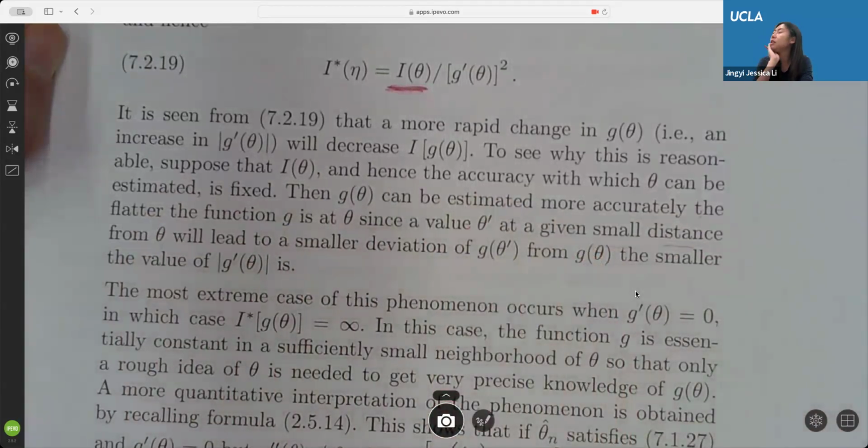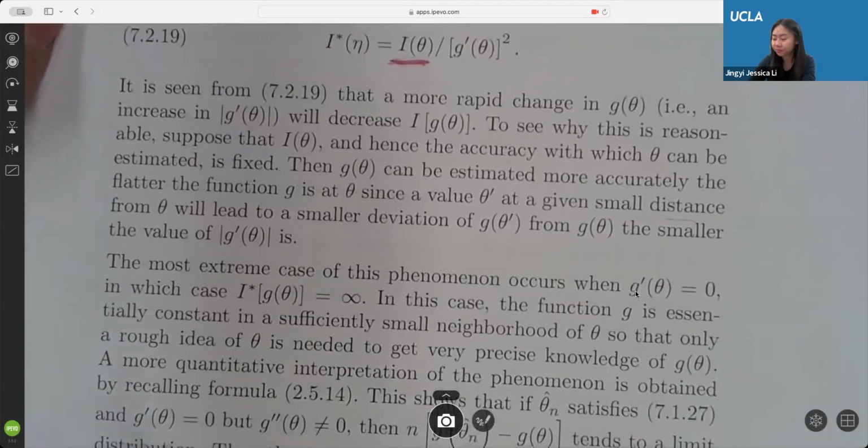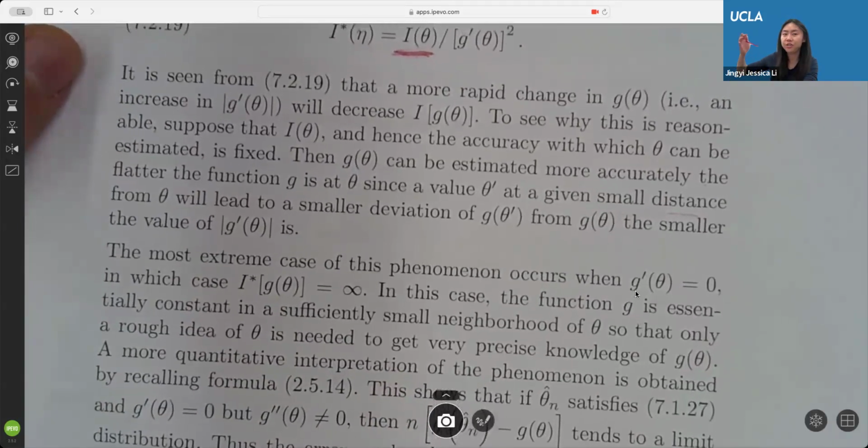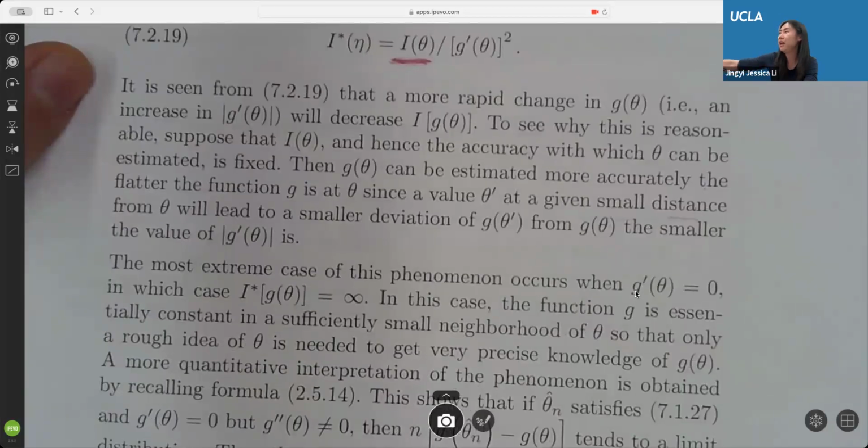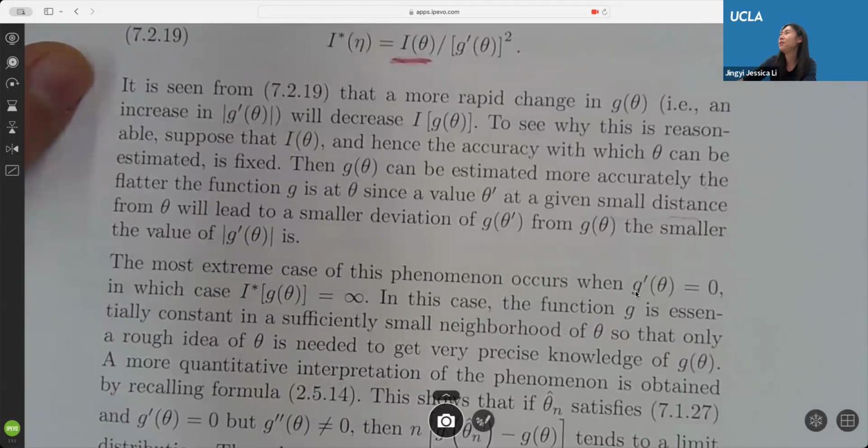Since a value at a given small distance from theta will lead to a small deviation from g theta. In other words, if g is flat at theta, then even if your estimation of theta is not so accurate, you can still make your estimation of g theta pretty accurate since it doesn't fluctuate much. However, if g theta changes a lot, that means it's very sensitive to your estimation of theta. Then you cannot estimate g theta very well. Does that make sense to you?